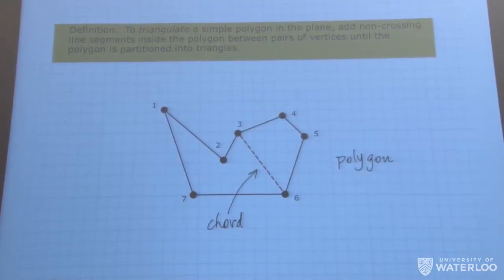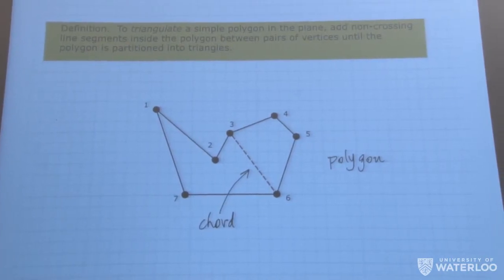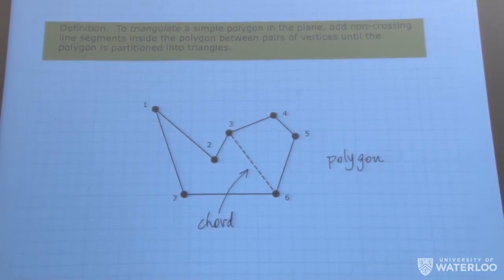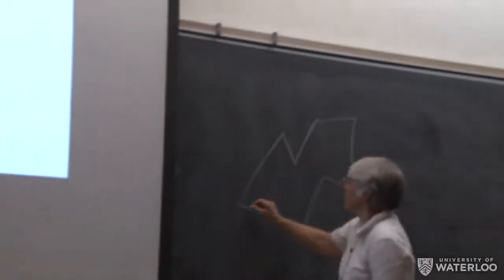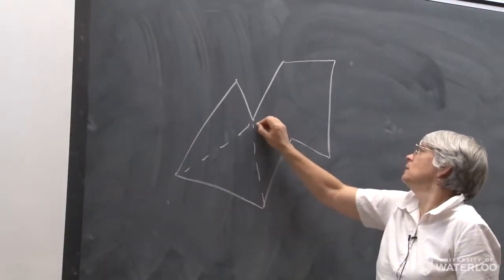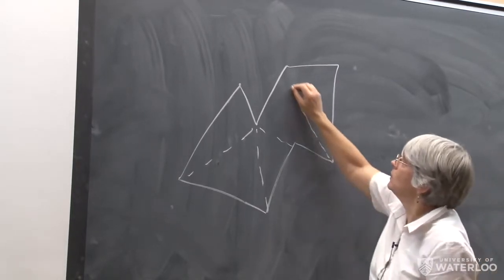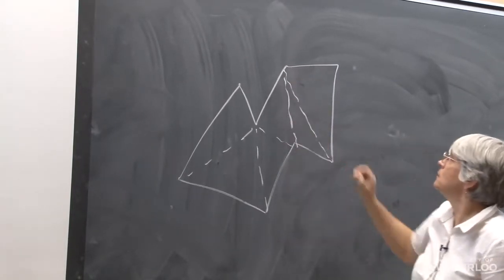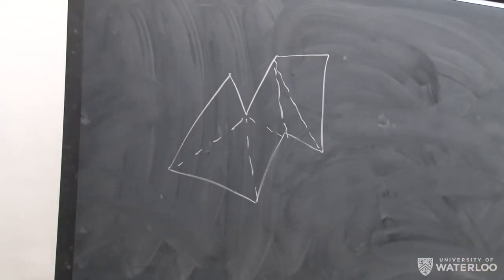So can someone suggest another chord that we would add in this picture? Yeah, 2 to 6 would be an example that cuts off another. I guess I don't want to make it too big. I could do this, this, this. I can't go from here to here, but I can go like this and this. And now we have our triangulation.